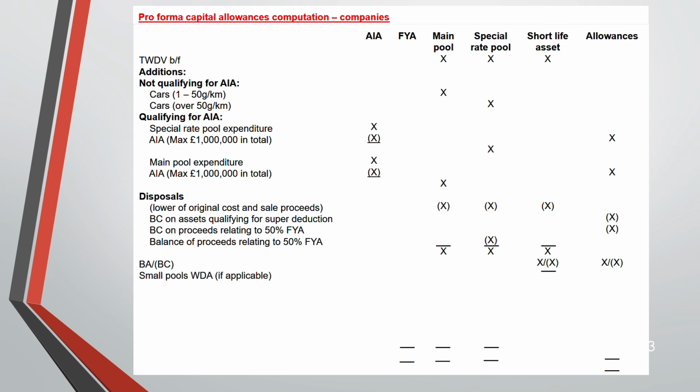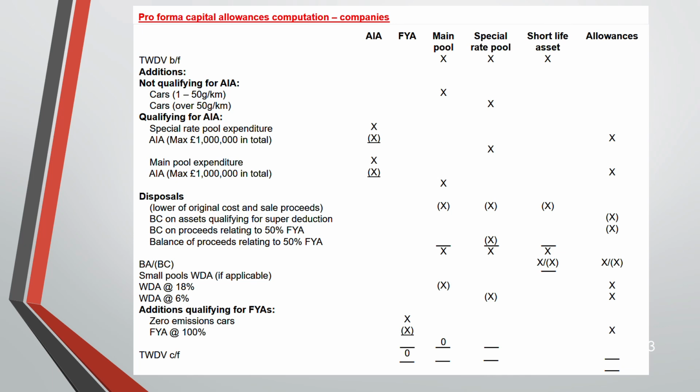Then, if you're having a small pool WDA, if applicable, you can deduct. Next, WDA at 18% from main pool, WDA at 6% from special rate. Both go to allowances. And additions qualifying for FYA: zero emission cars in the FYA column, 100% FYA will go in the allowance. And finally in the main pool the balance will be 0 because you have claimed 100% FYA for the zero emission car.